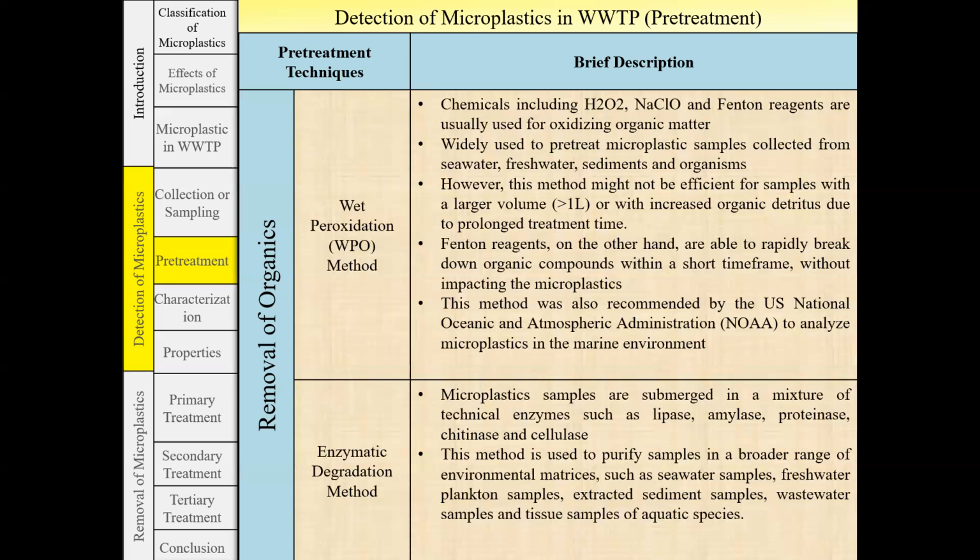Now the other method is the enzymatic degradation method. We use enzymes like lipase, cellulase, etc. to separate out organic matter from the microplastic. These enzymes can be used in a broader way to degrade organic matter which can't be handled by the wet peroxidation method.